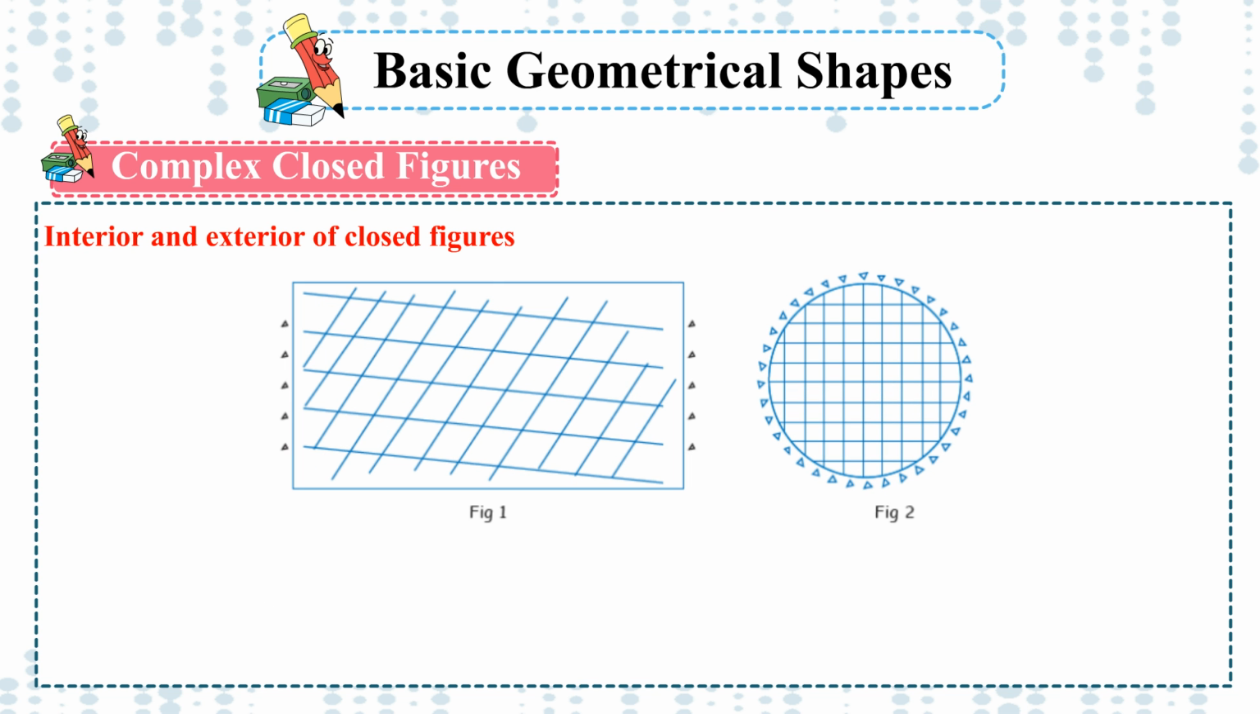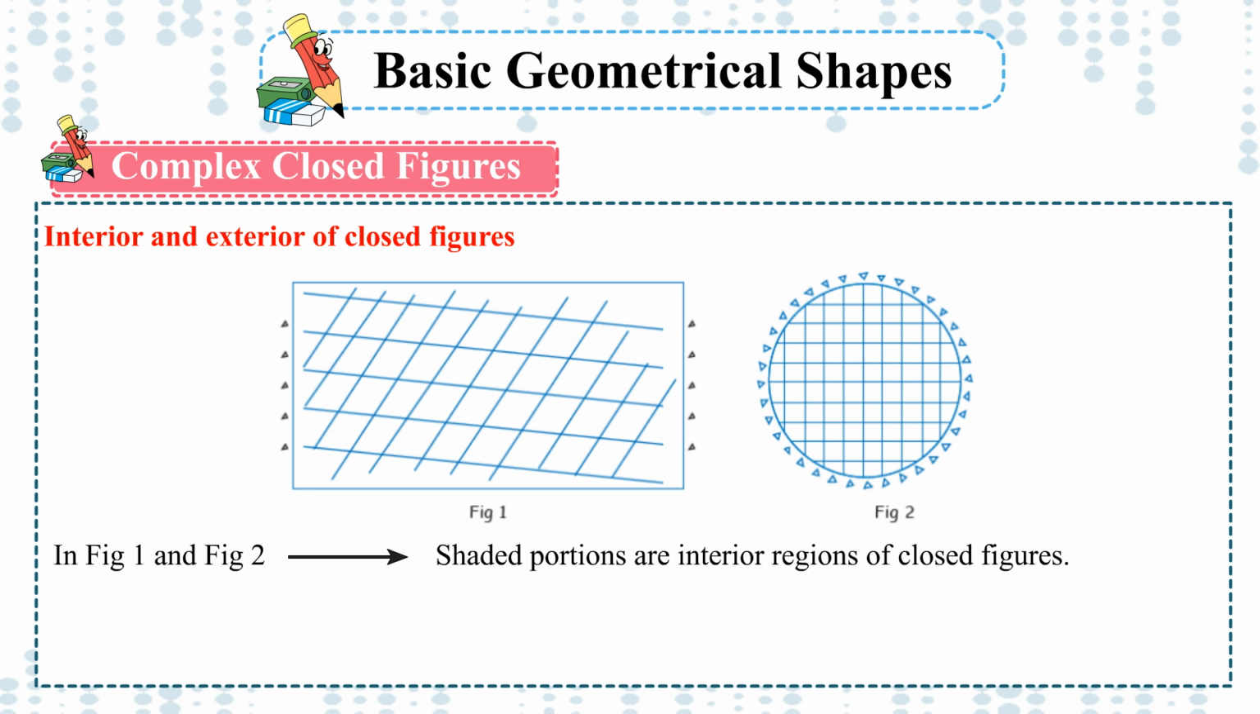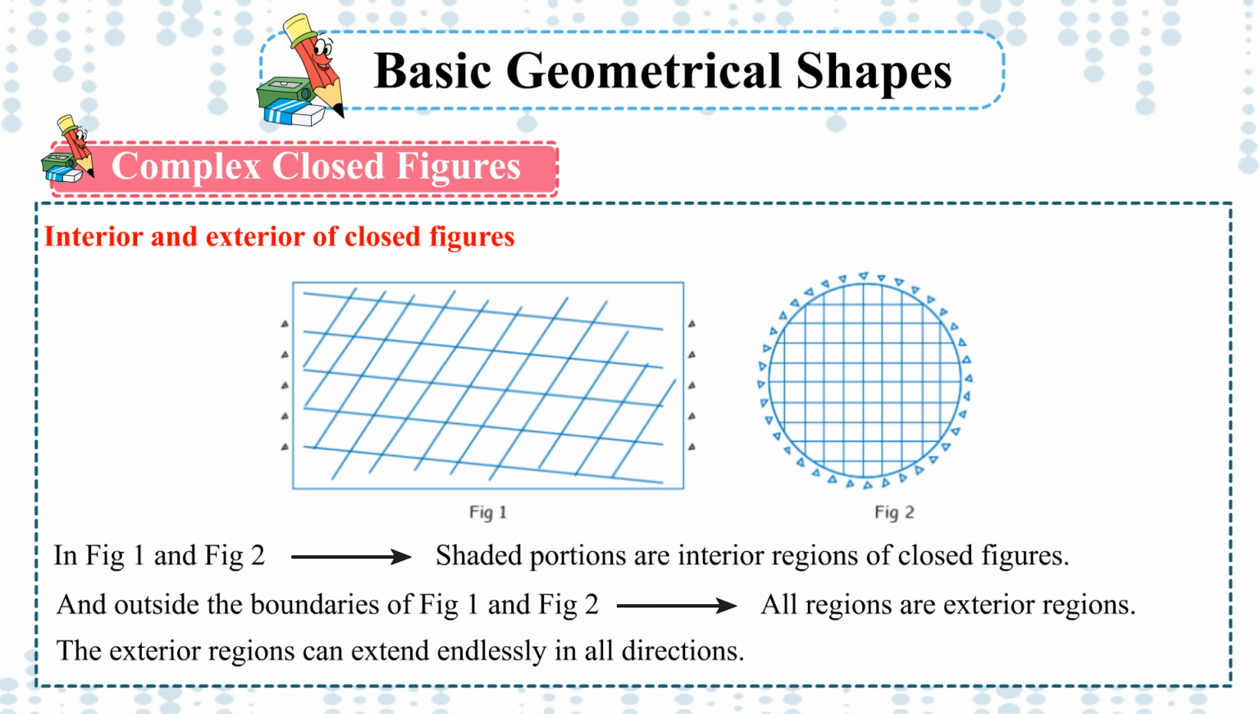Interior and exterior of closed figures. In Figure 1 and Figure 2, shaded portions are interior regions of closed figures. And outside the boundaries of Figure 1 and Figure 2, all regions are exterior regions. The exterior regions can extend endlessly in all directions.